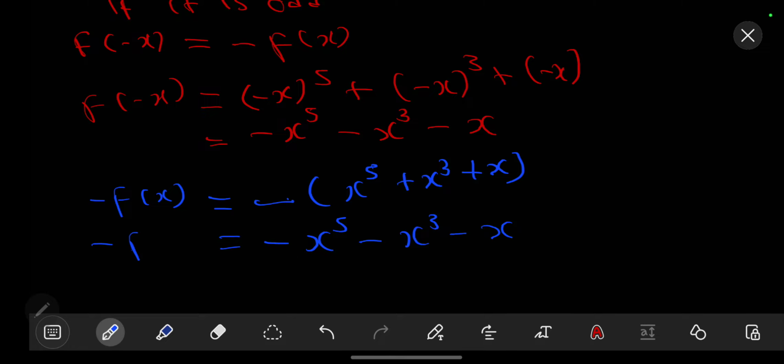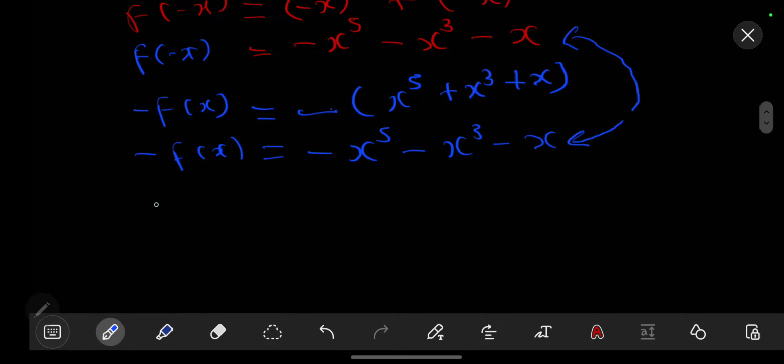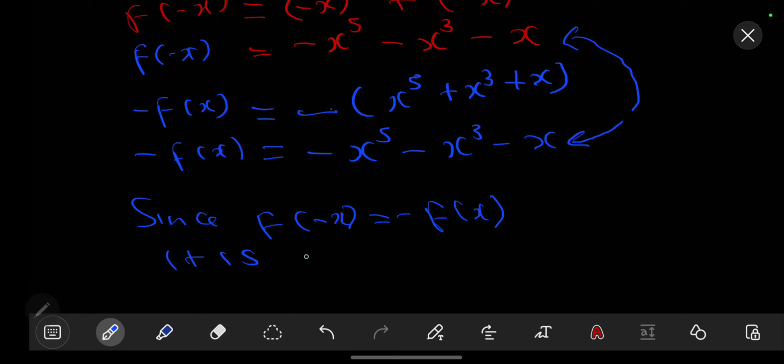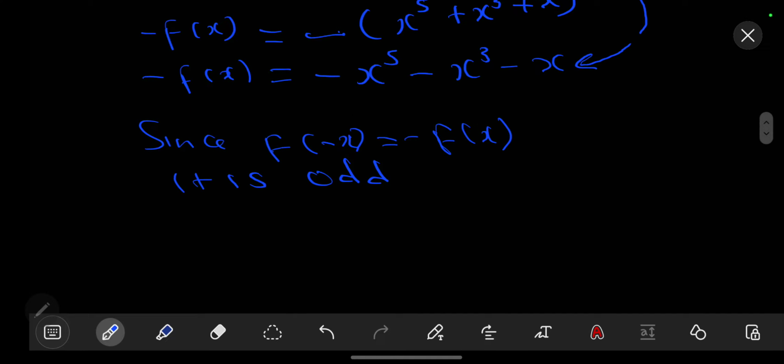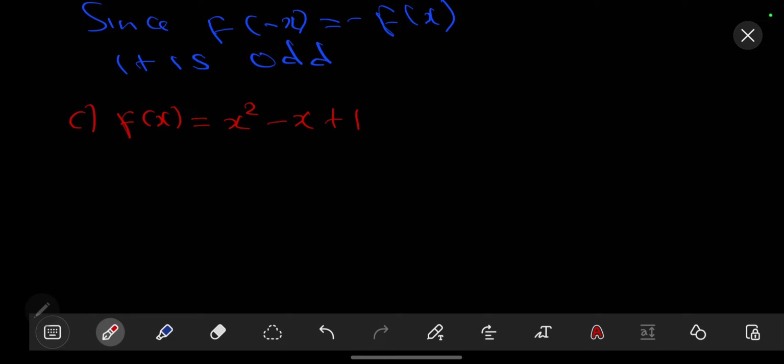So since these two are the same, this one and this one are the same, we can say that since f of negative x is equal to negative f of x, we can say it is odd. Let's look at our last problem.